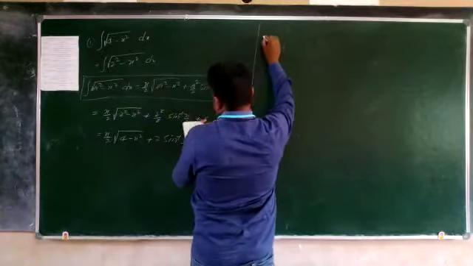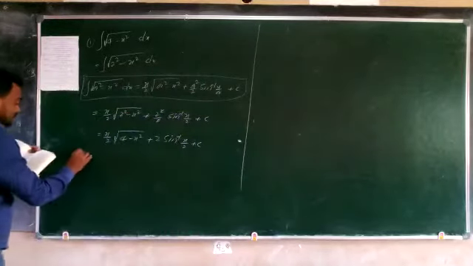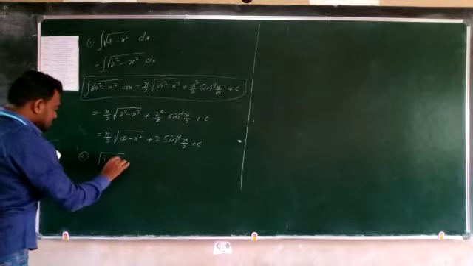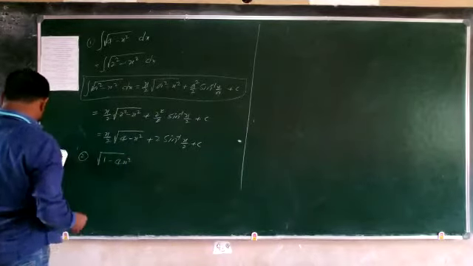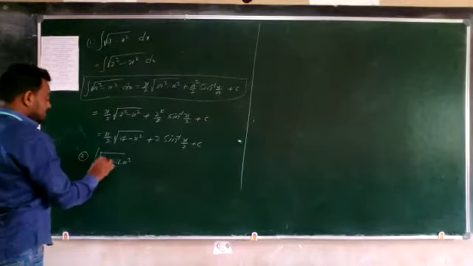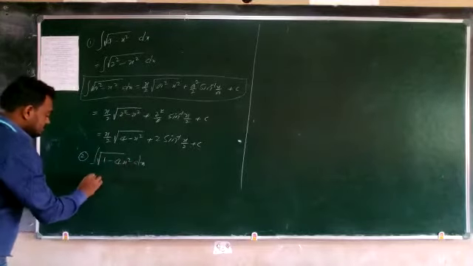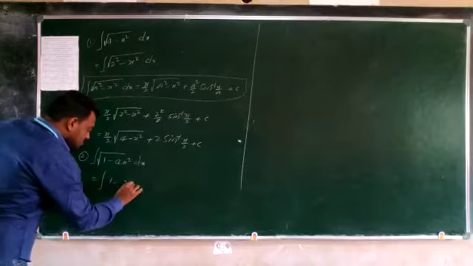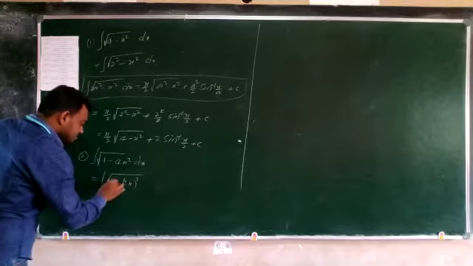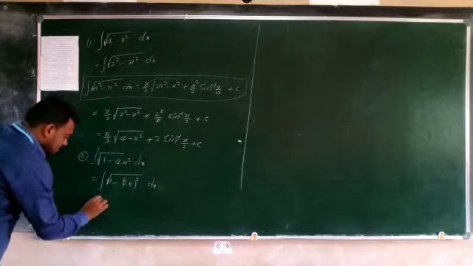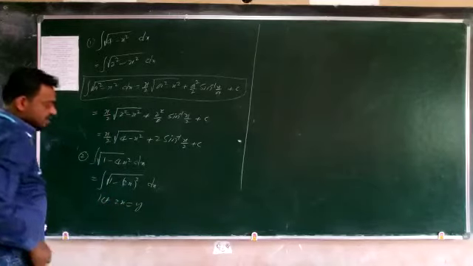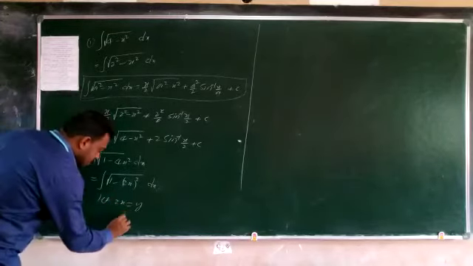Now the second question: square root of 1 minus 4x square. This is the second question. So we are finding the integration. This is equal to the integration of square root of 1 minus 2x whole square into dx. Here let 2x is equal to y, I am assuming.